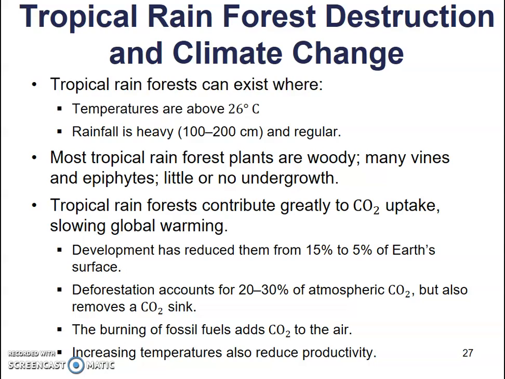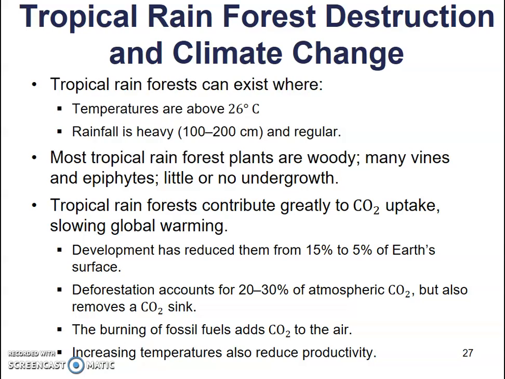Tropical rainforest destruction and climate change. Tropical rainforest exists where the temperature is above 26 degrees Celsius, so very hot. Rainfall is very heavy, 100 to 200 centimeters per year, and it's very, very regular. Most tropical rainforest plants are woody, meaning they have a trunk that is responsible for transporting water to the leaves. It has many vines and epiphytes, and very little or no undergrowth because they just don't get enough sunlight. And that sunlight is important for them to do photosynthesis.